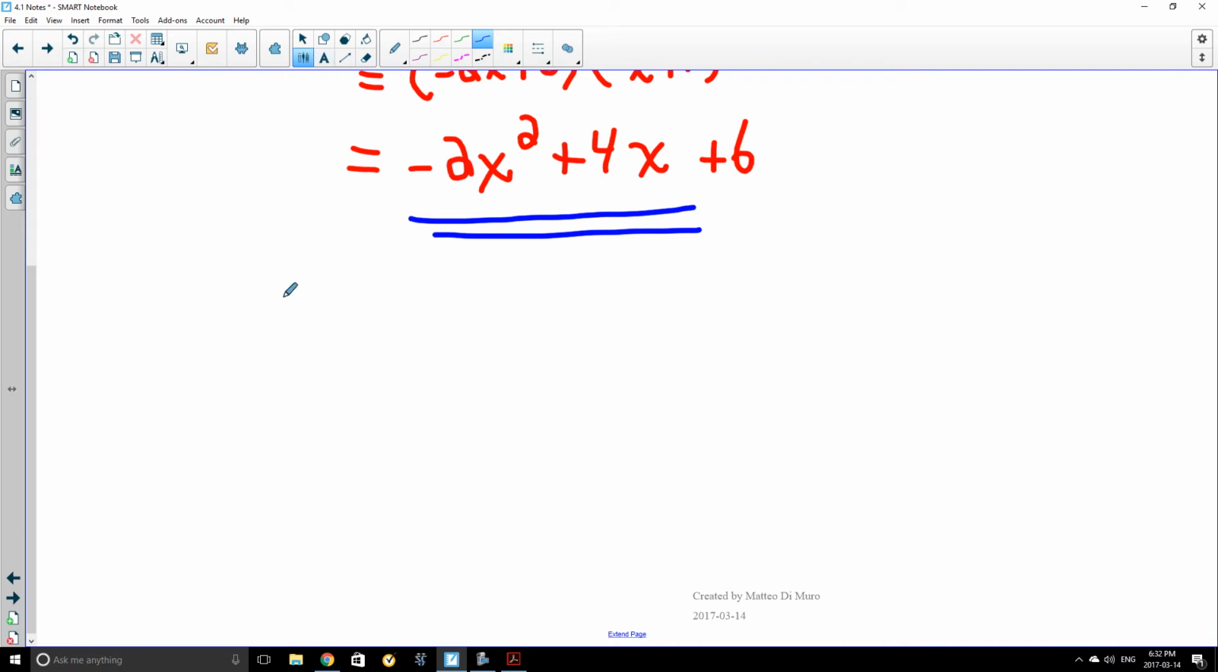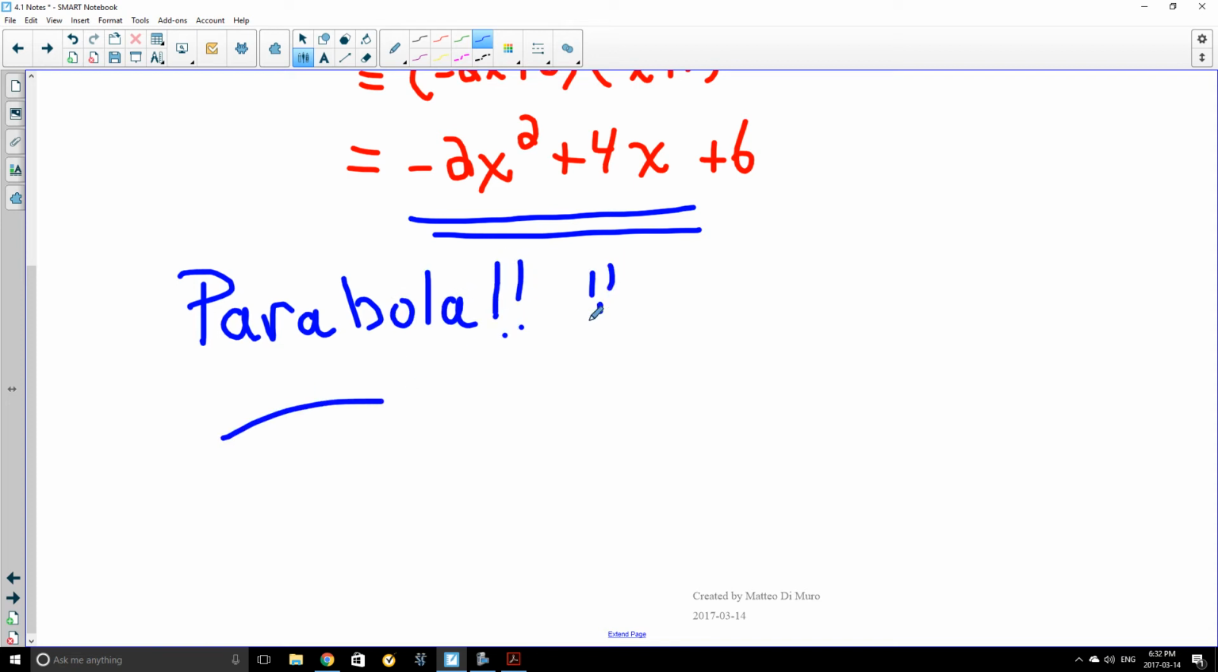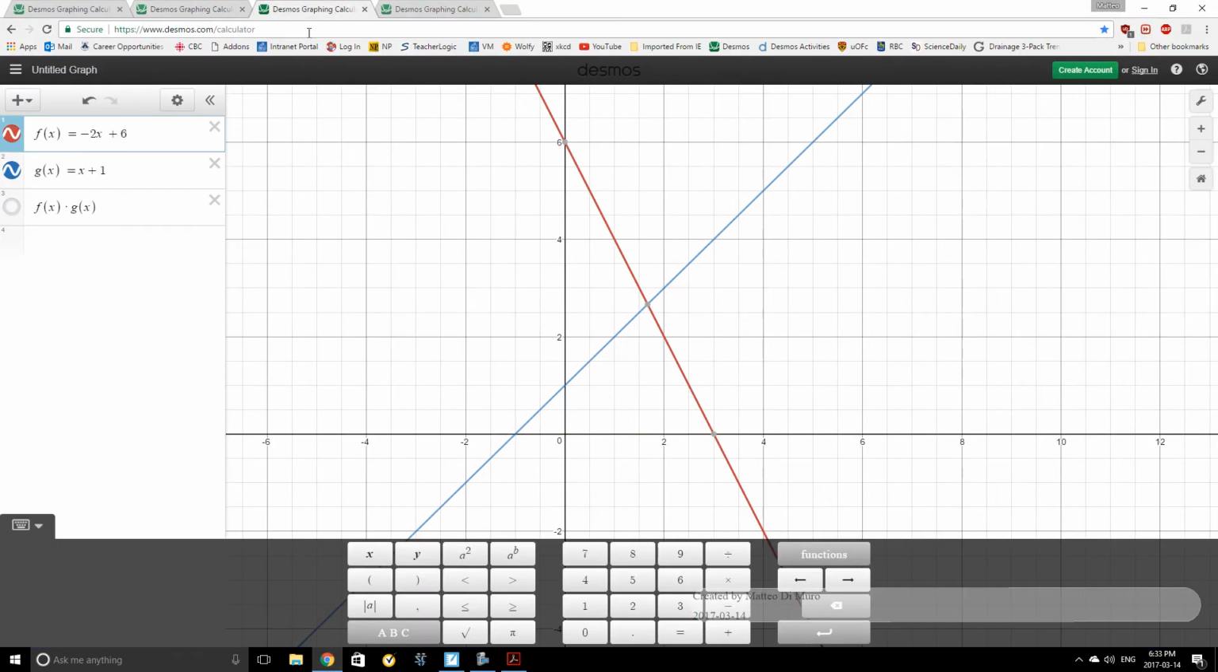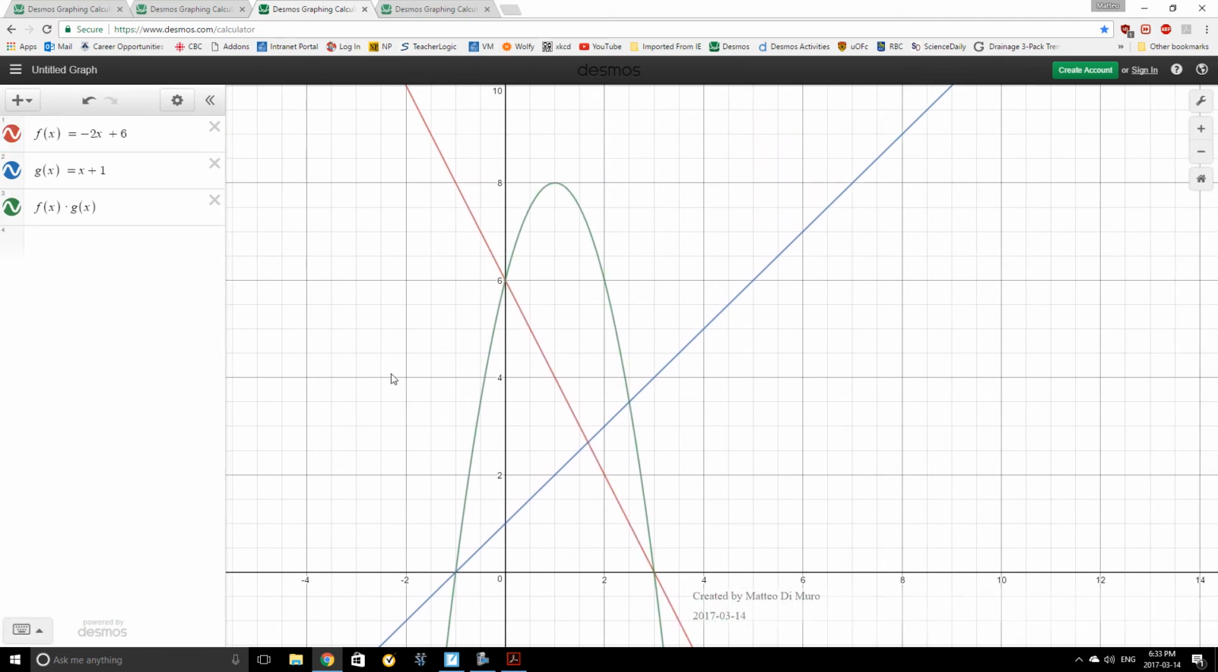That's smiley faces for you. So let's take a look at Desmos. And here I have it on the next screen. So I got negative 2x plus 6. I got x plus 1 right here. Boom, there it is. f of x times g of x is the green parabola. And as expected, it's opening down because of the negative, and it's a parabola.